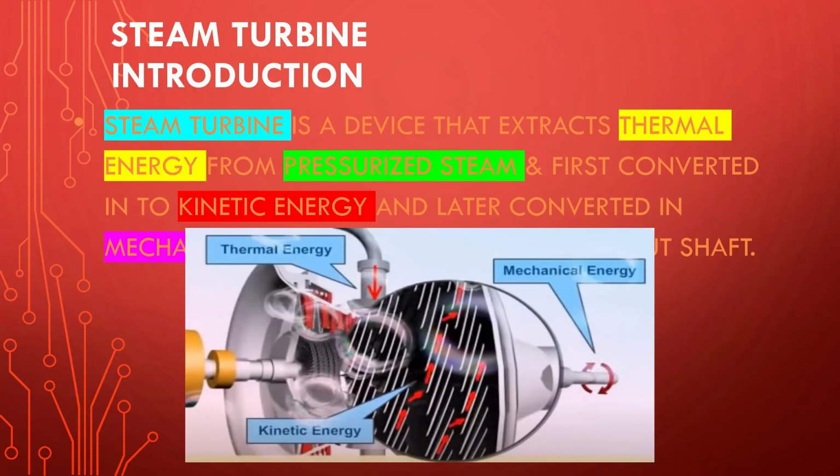Steam turbine introduction. A steam turbine is a device that extracts thermal energy from pressurized steam and first converts it into kinetic energy and later converts it into mechanical energy on a rotating output shaft.